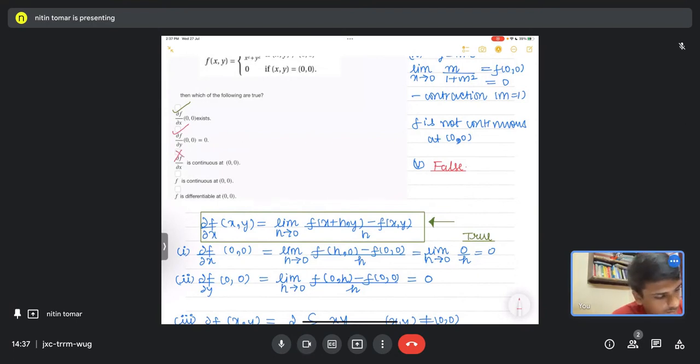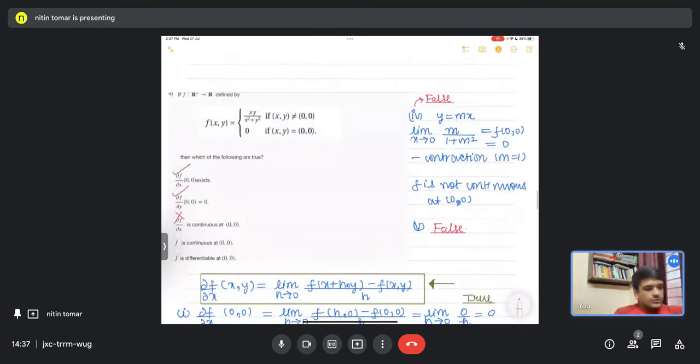Now the fourth. Similar thing can be used for the fourth to prove the continuity. You go via the direction y equal to mx. You plug in the value and you will get m upon 1 plus m square. And if the limit exists at 0 0, then it should be equal to f of 0 0, which is 0. But clearly if you choose m equal to 1, then it need not be equal to 0. So this is a contradiction.